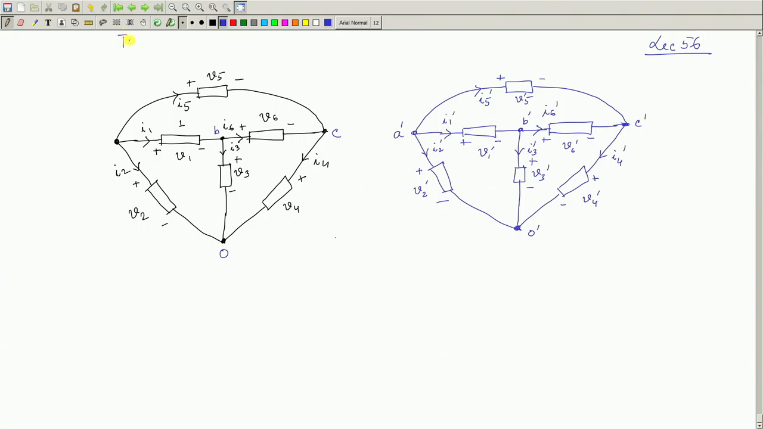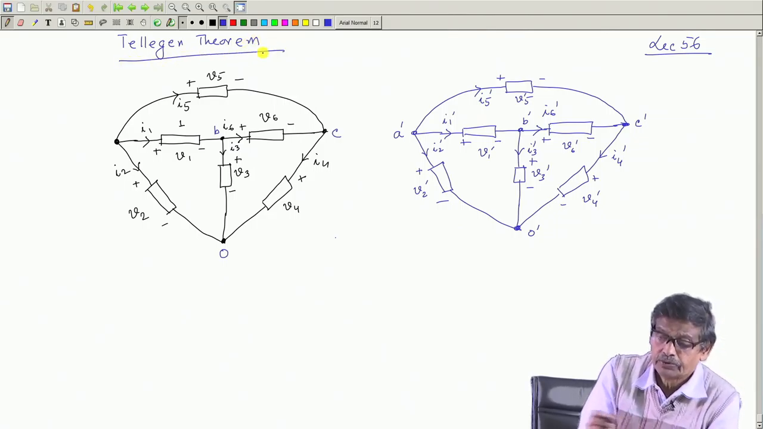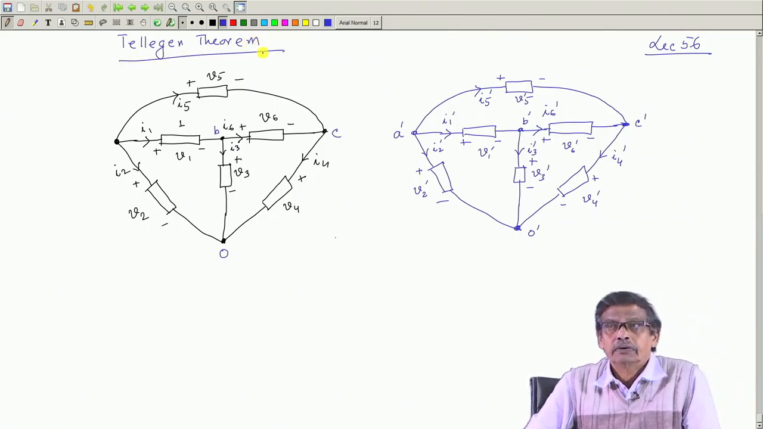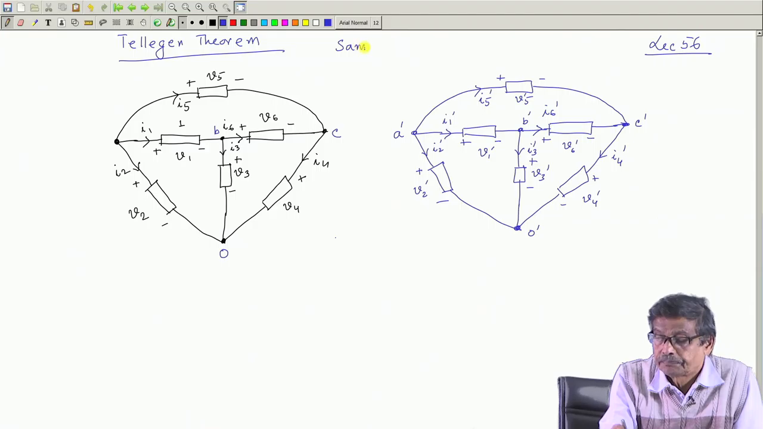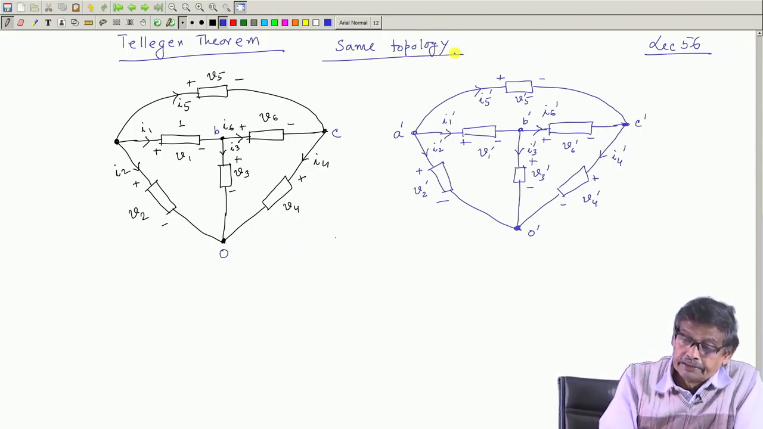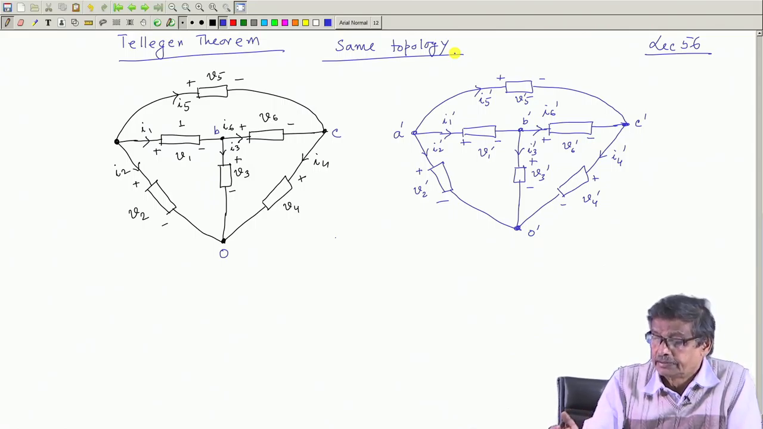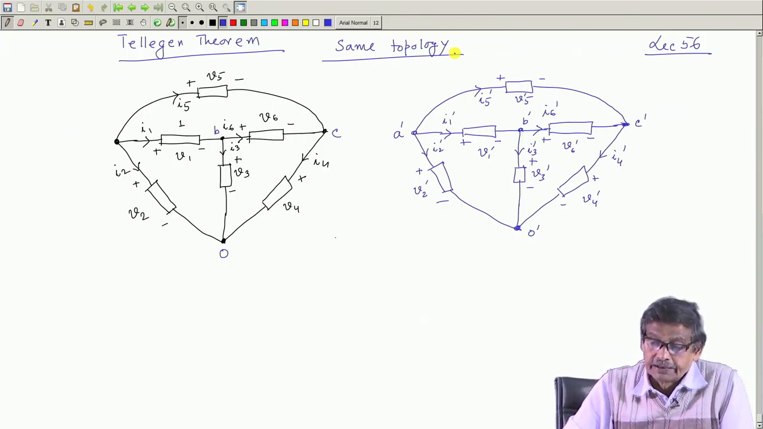Welcome to lecture number 56, and we have been discussing Tellegen's theorem. Very interesting theorem, Tellegen's theorem. In my last class I told you it is applicable only to different networks but having the same topology. And in this network there are 6 elements, and the elements are different.